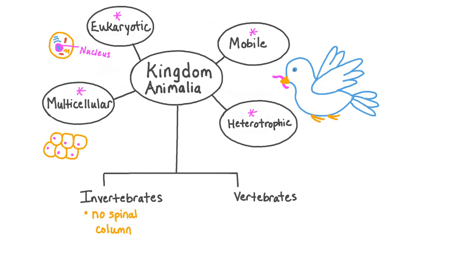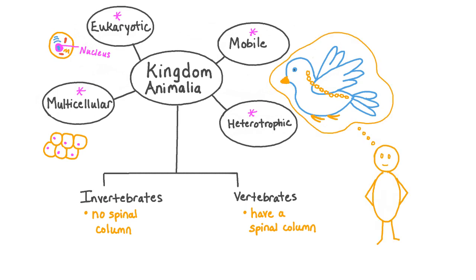Invertebrates are animals that do not have a spinal column, like this unfortunate worm here, while vertebrates are animals that do have a spinal column, or backbone, like this bird. When we hear the term animal, most of us tend to think of a vertebrate. After all, we're vertebrates ourselves. However, there are many more invertebrate species than there are vertebrate species, possibly as many as 30 million. If we're going to have time to explore the vast diversity of invertebrates, we better get to it.